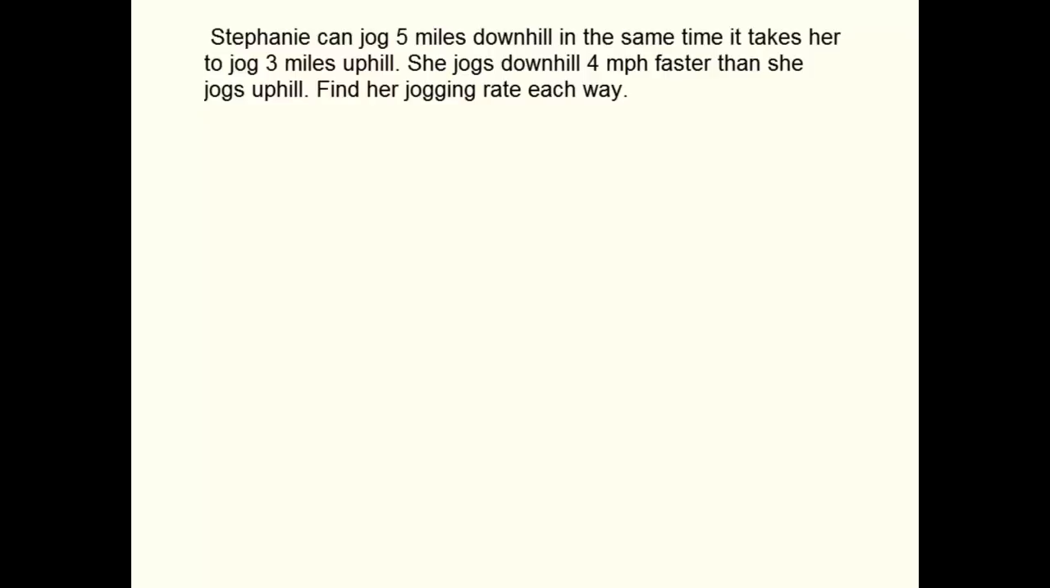Our goal for today is to be able to use rational equations to solve real-world applications that can be modeled with rational equations. Let's take a look at this problem. Stephanie can jog 5 miles downhill in the same time it takes her to jog 3 miles uphill. She jogs downhill 4 miles per hour faster than she jogs uphill. Find her jogging rate each way.